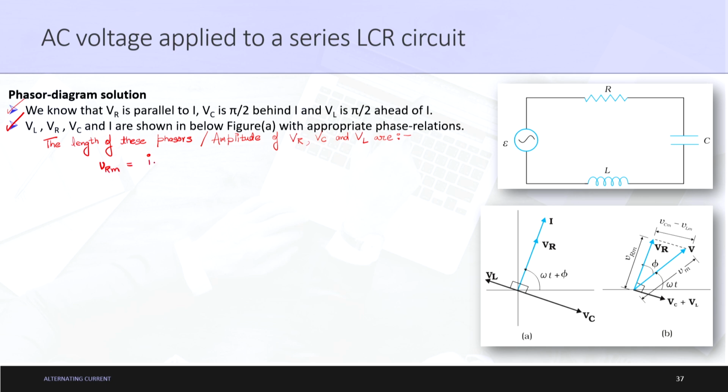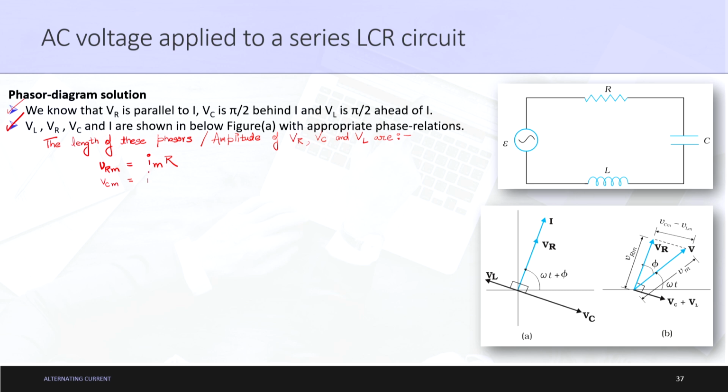First of all, VRm will be equal to Im into capital R, quite evident, directly I into R. What will be VCm? We have already defined two different quantities, XL and XC, so I will directly use them here.